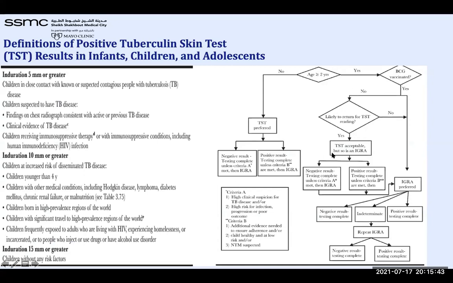Now, what is the algorithm? Let's say we are suspecting tuberculosis in a newborn. So we have to go through the pathway: if age is more than 2 years, we will not go through this pathway, but if age is less than 2 years, it is this pathway. So you have to put the TST, the tuberculin skin test. If the result is negative, testing is complete, unless the signs and symptoms criteria are met, then do the interferon gamma release assay.